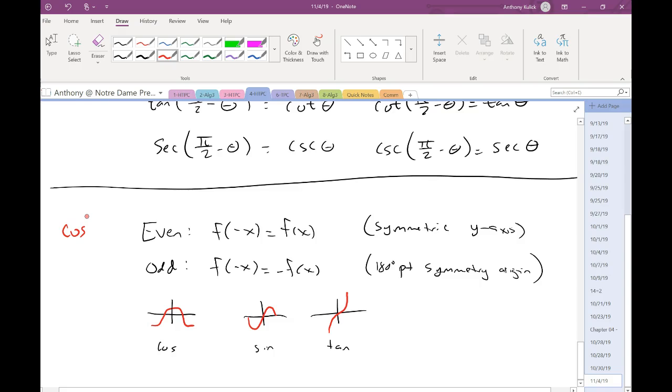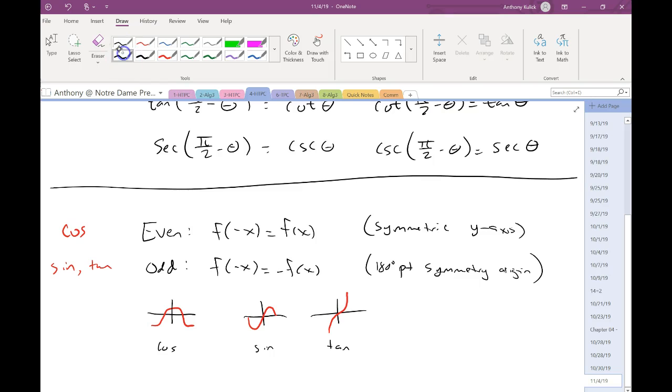How about sine? That's odd. And tangent? Tangent's odd also. So again, for odd, you're basically looking to see if quadrants 1 and 3 are reflections, or quadrants 2 and 4 are reflections. They have to be kind of diagonally symmetric.